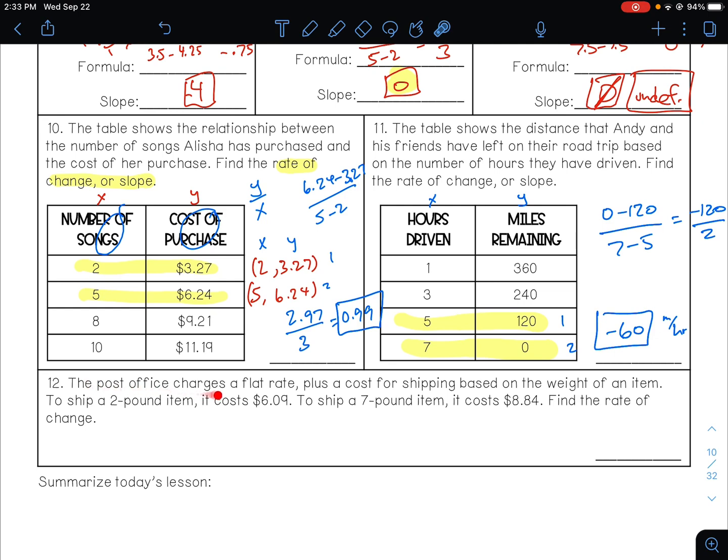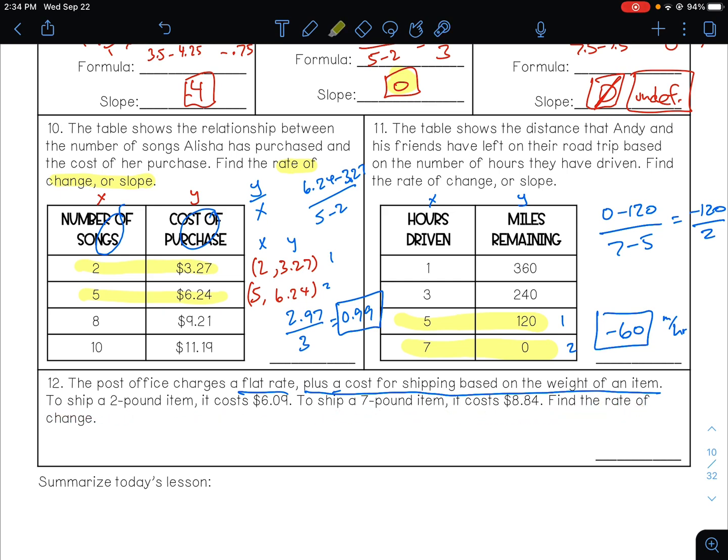Finally, number 12. The post office charges a flat rate plus cost for shipping based on the weight of an item. So we've got a flat rate plus cost of shipping based on the weight of an item. To ship a 2-pound item, it costs $6.09. To ship a 7-pound item, it costs $8.84. Find the rate of change.